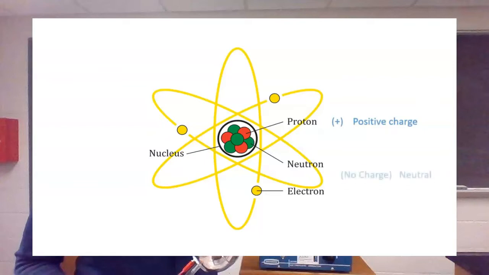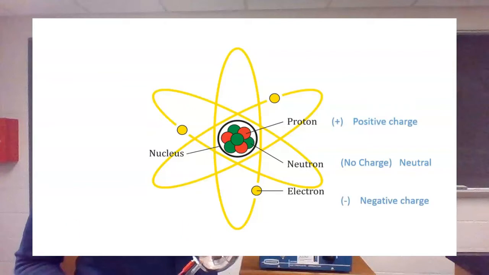A neutron has no charge. Think about your car when you're driving in neutral. It's not going forward and it's not going backwards. It's neutral. And then finally, let's think about the electron. And that has a negative charge.